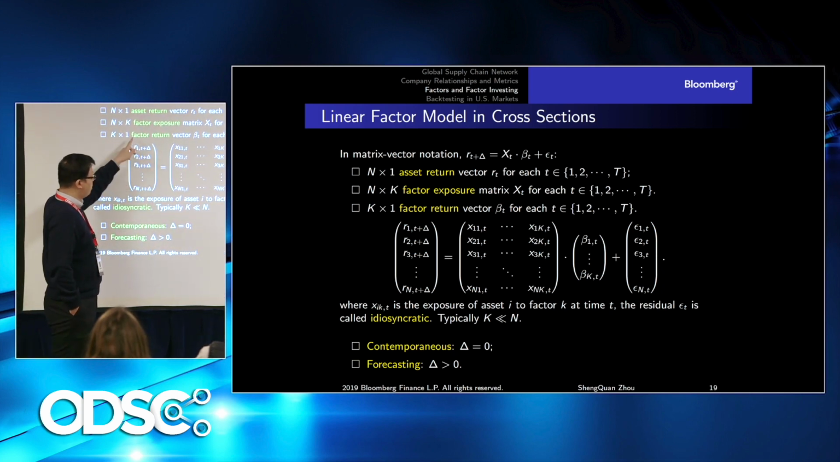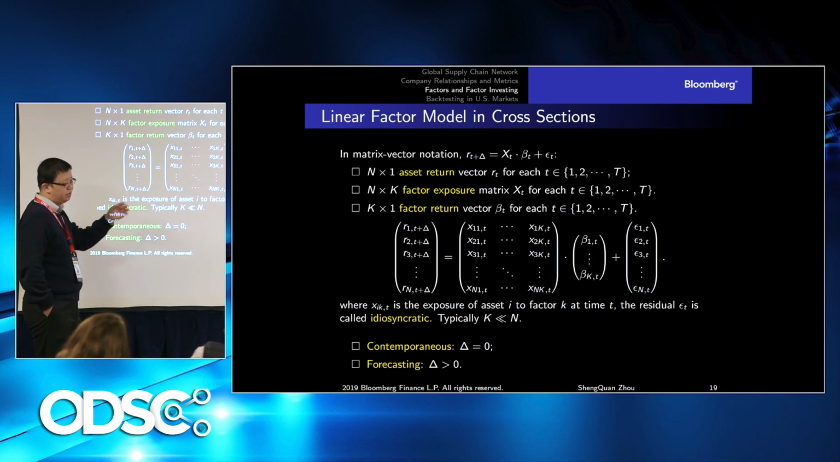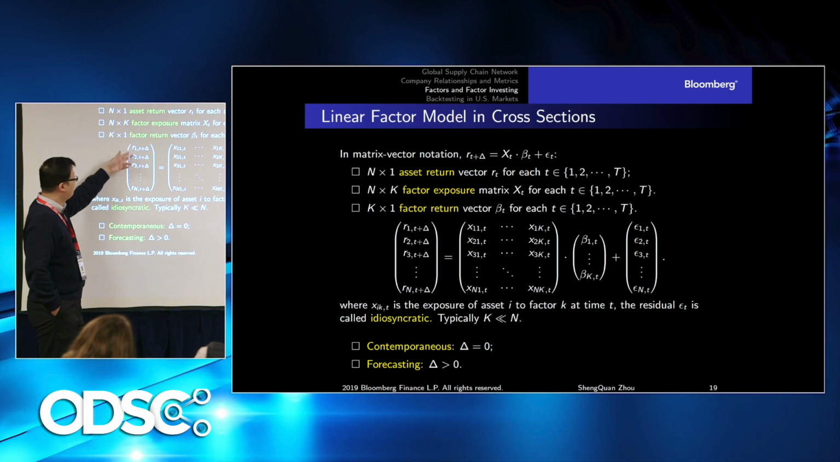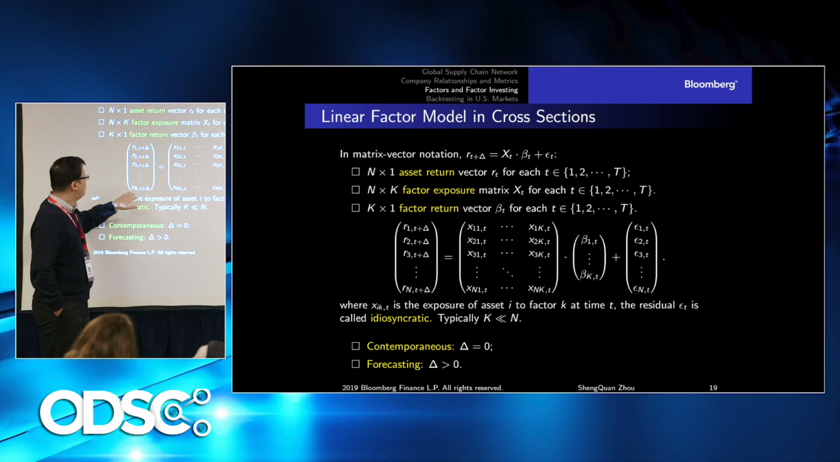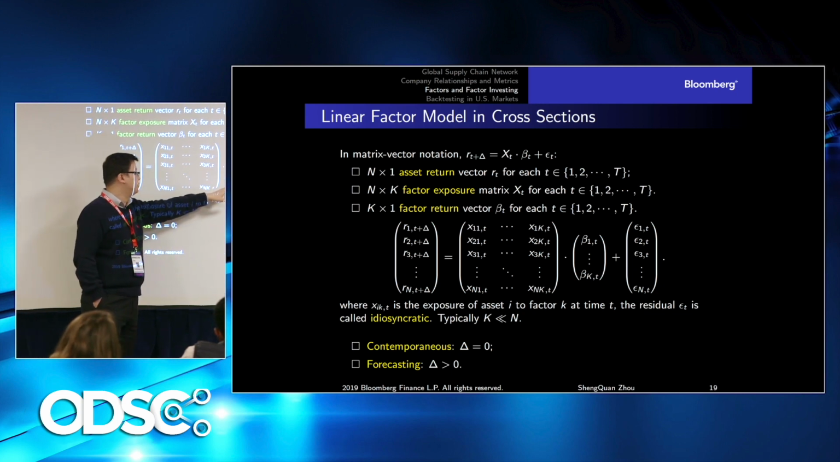So this is the asset return vector. It has n rows. Each row corresponds to one asset, say one stock. So let's say there are 500 stocks: IBM, Microsoft, Apple, GE. And each entry is the return from today to tomorrow, as the elements of this vector. And I try to decompose this vector of asset returns as linear combinations of some factors.